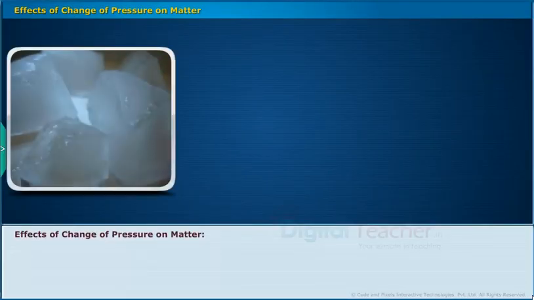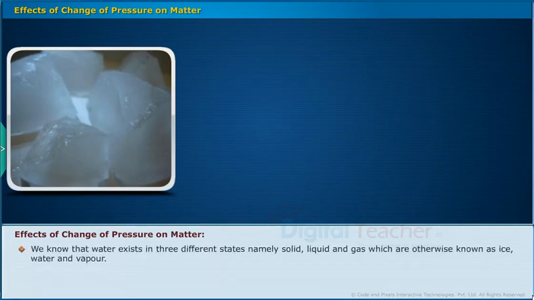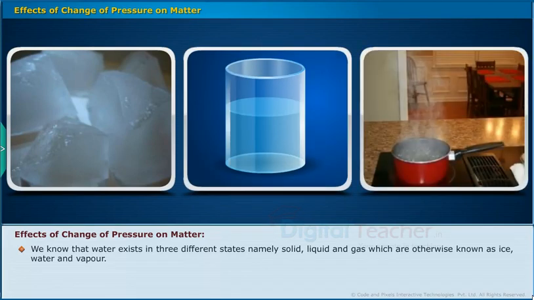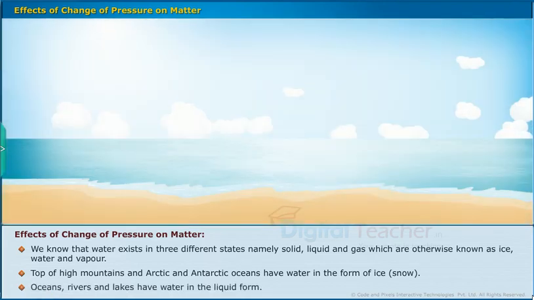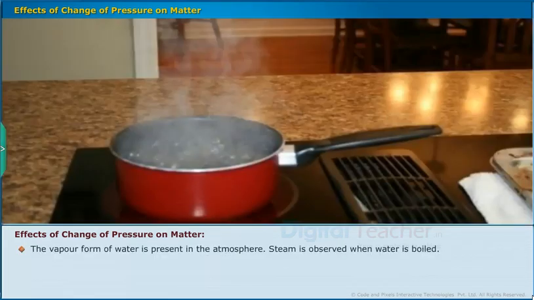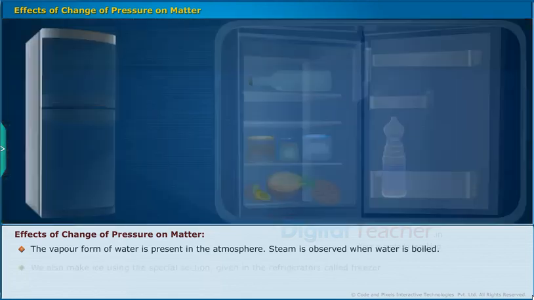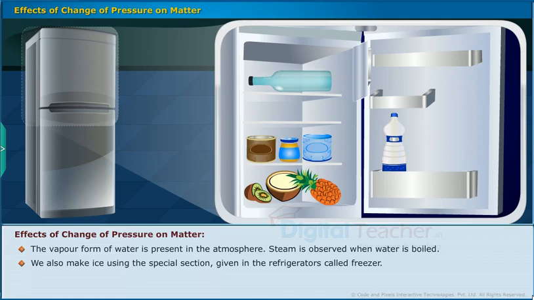Effects of change of pressure on matter. We know that water exists in 3 different states, namely solid, liquid, and gas, which are otherwise known as ice, water, and vapor. The tops of high mountains and the Arctic and Antarctic oceans have water in the form of ice, that is, snow. Oceans, rivers, and lakes have water in the liquid form. The vapor form of water is present in the atmosphere. Steam is observed when water is boiled. We also make ice using the special section in refrigerators called the freezer.